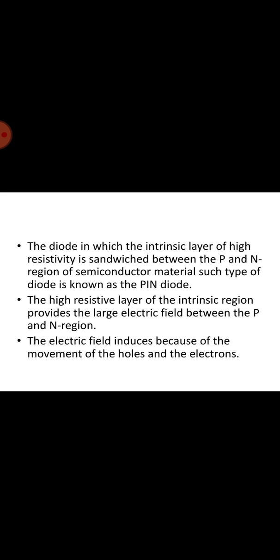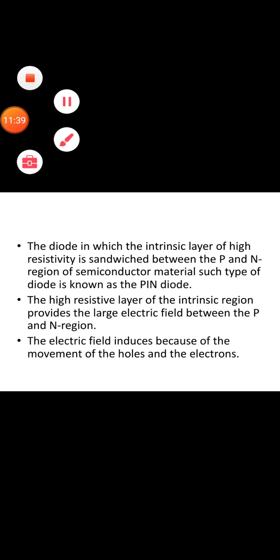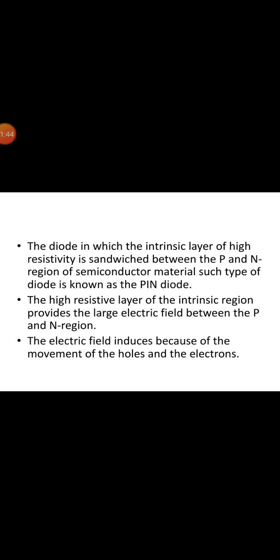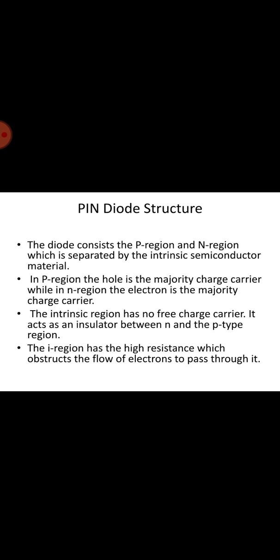And the next diode which we are going to see is the PIN diode. The diode in which an intrinsic layer of high resistivity is sandwiched between the P and N regions of the semiconductor material is called a PIN diode. The high resistive layer of the intrinsic region provides a large electric field between the P and N regions. The electric field is induced because of the movement of the holes and electrons.